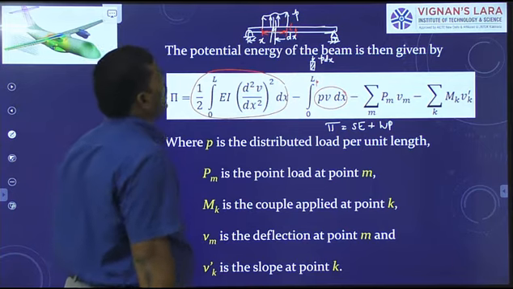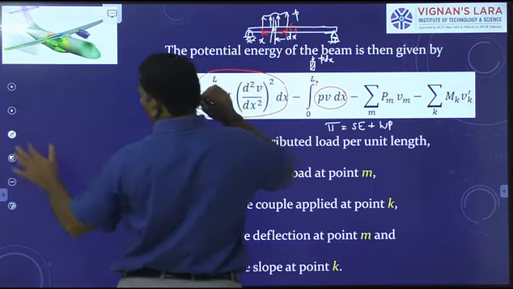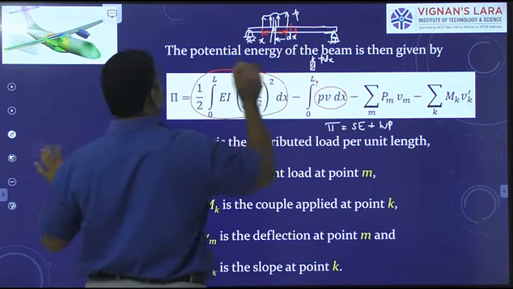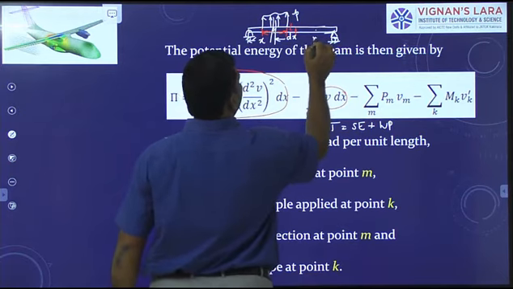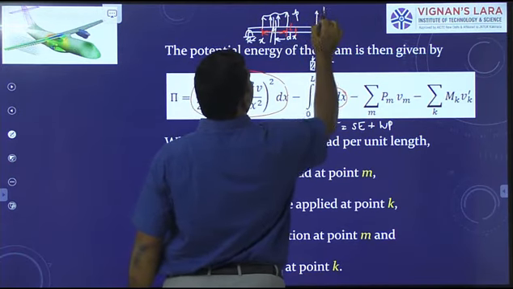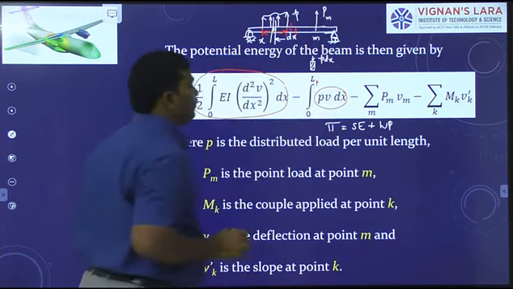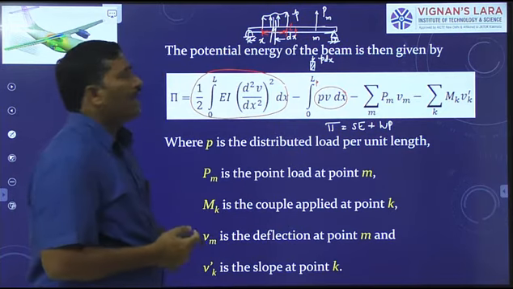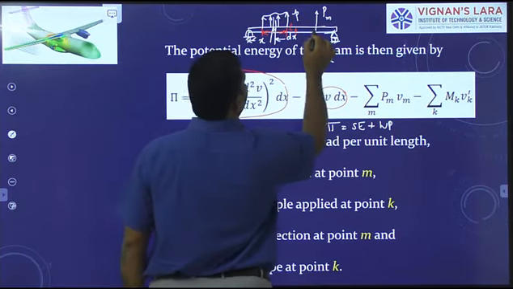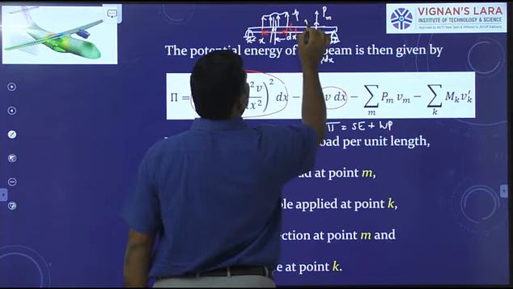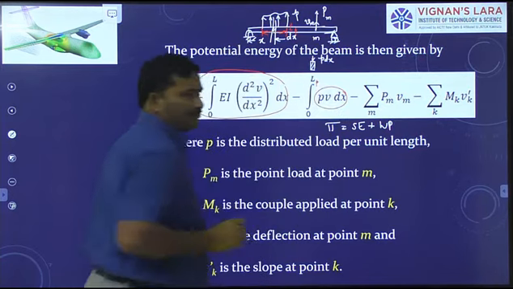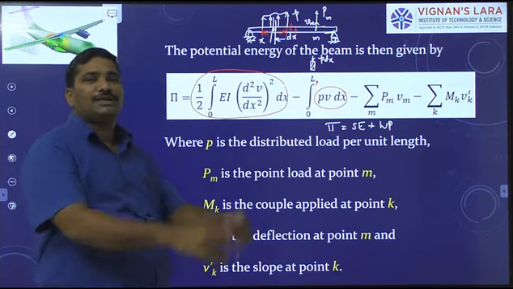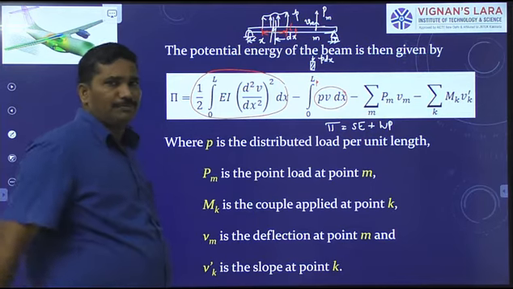Next, what is Pm? Pm is the concentrated force acting at point m, like this. And what is the deflection at this point m? I say vm. Therefore, Pm into vm is the work done by the concentrated force Pm.